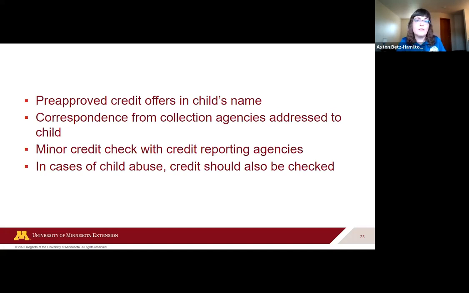If there is a file in a child's name and there shouldn't be, meaning that no one's co-signing for a car loan with that child or anything like that, then you can start the process of working to clear the credit report of fraudulent information.